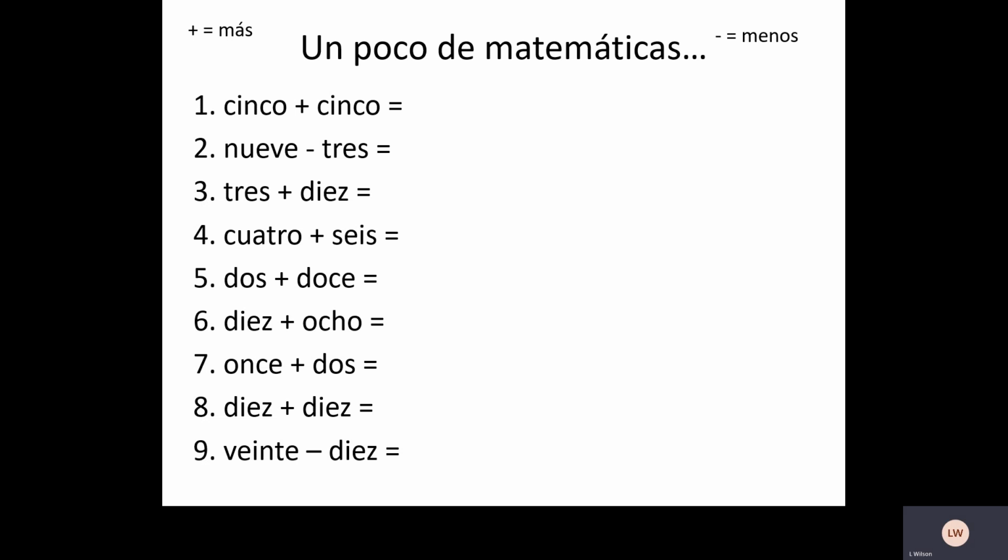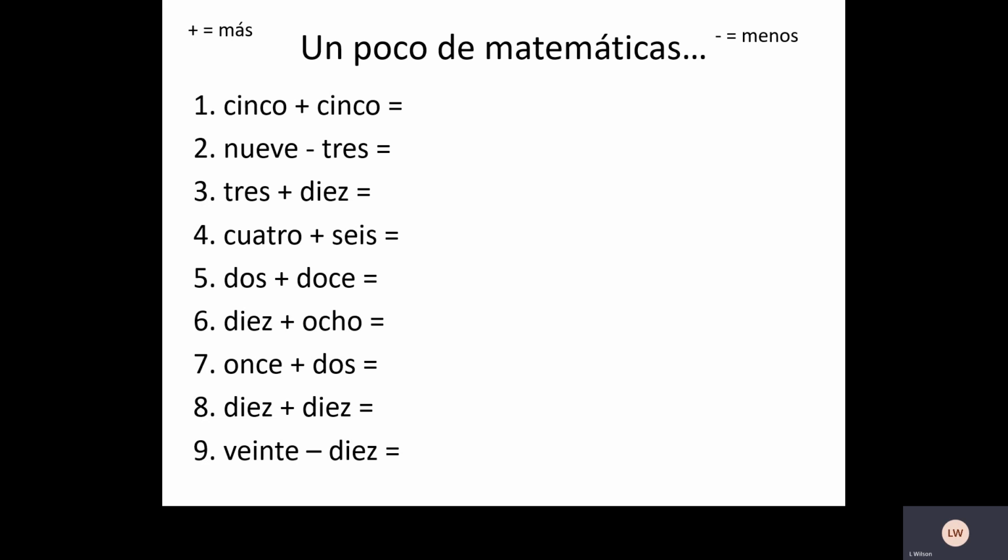¿Terminado? Ok, las respuestas. 5 más 5 son 10. So number 1, número 1, 10. Número 2, 9 menos 3 son 6. So número 2, 6. Número 3, 3 más 10 son 13. Número 3, 13. Número 4, 4 más 6 son 10. Número 4, 10.